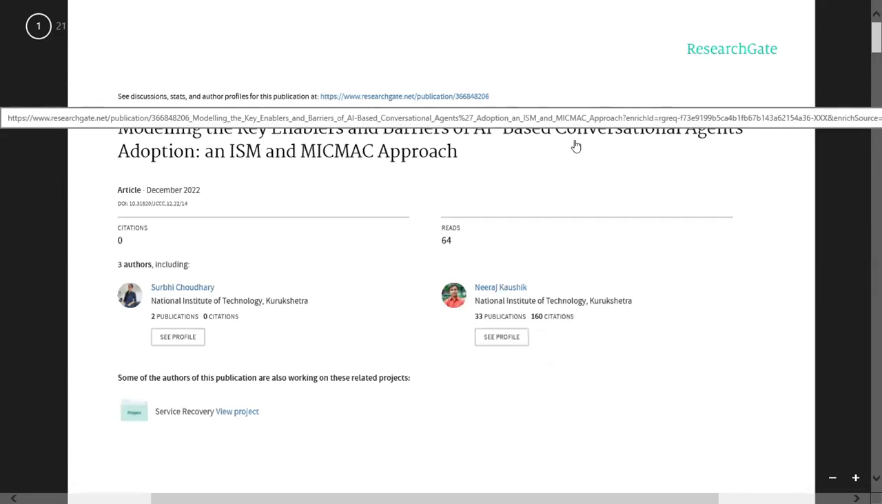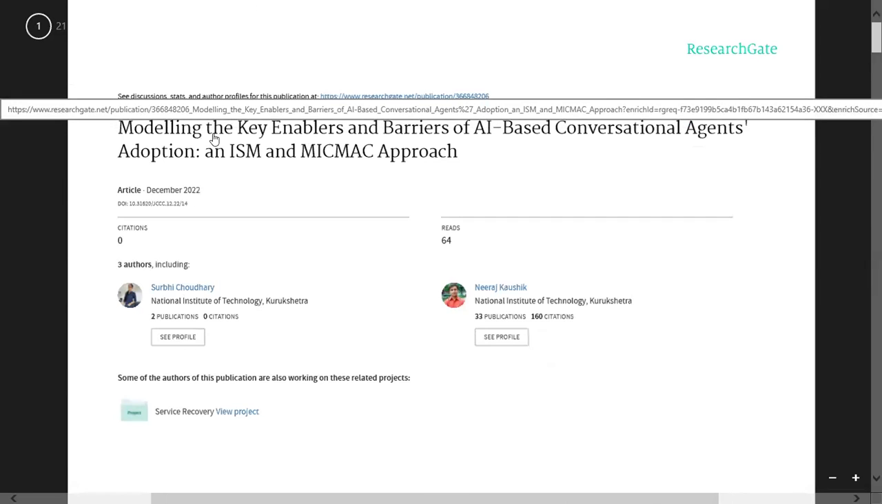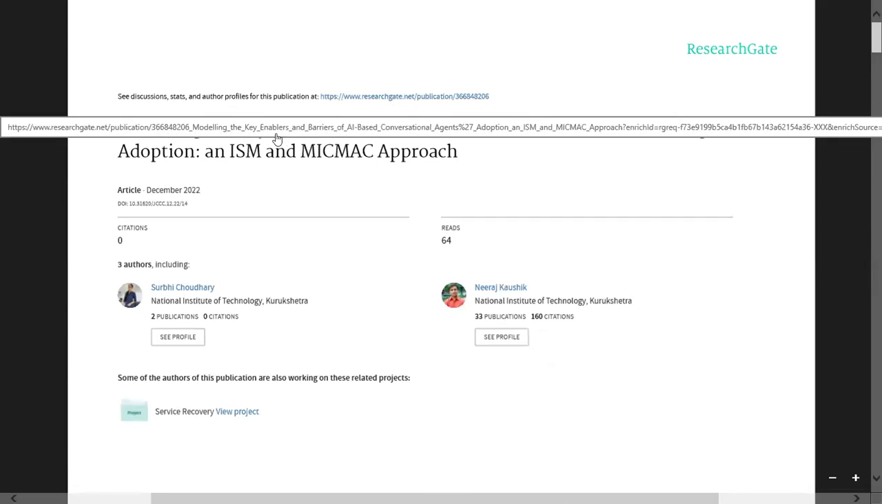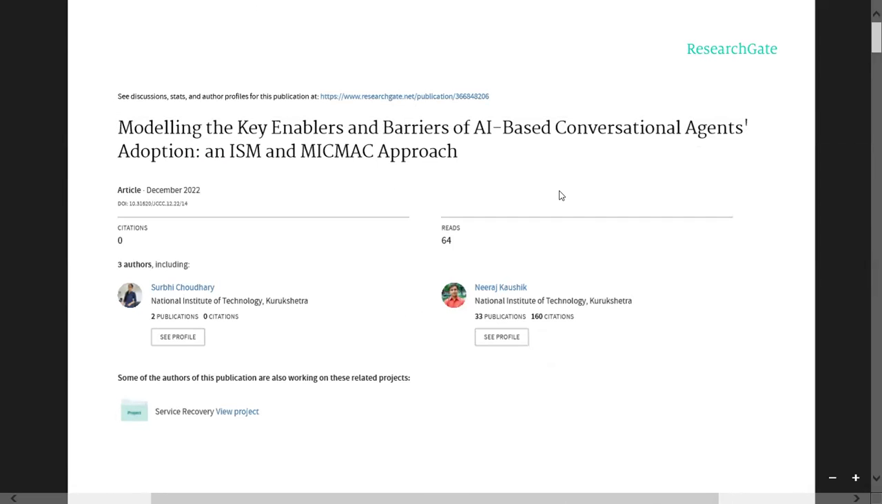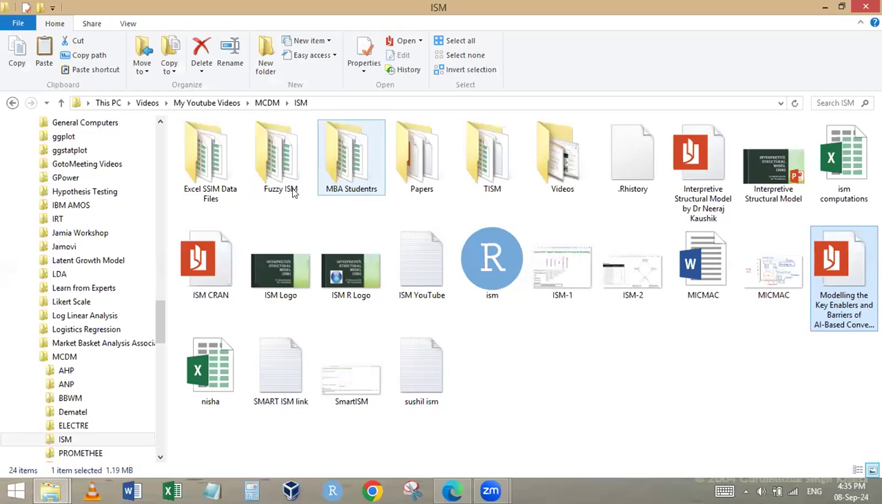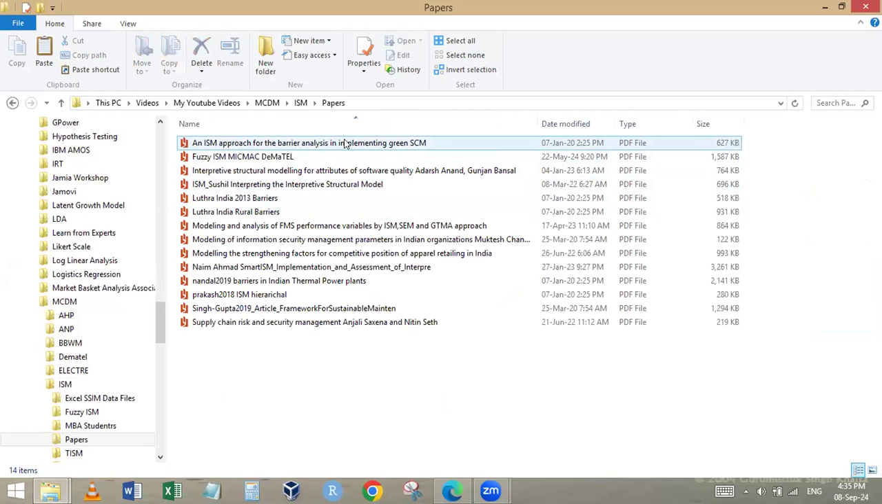This is available as open source. I think I have shared the link. If you click on it, it's also available on ResearchGate. Key enablers and barriers of AI-based conversational agents. Now, papers of ISM.